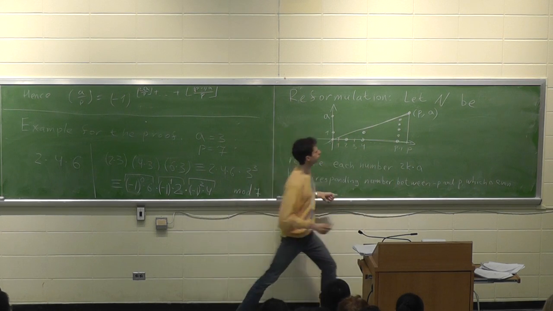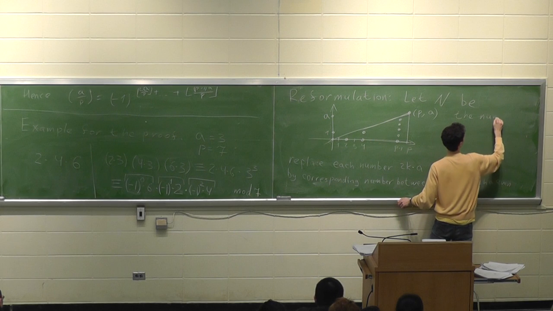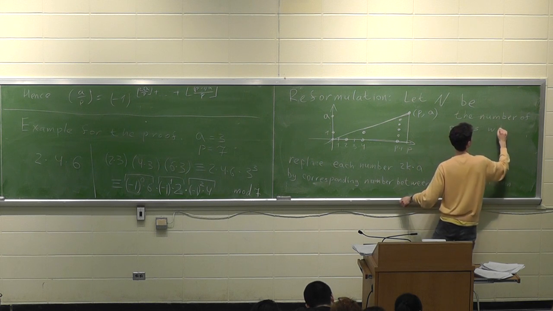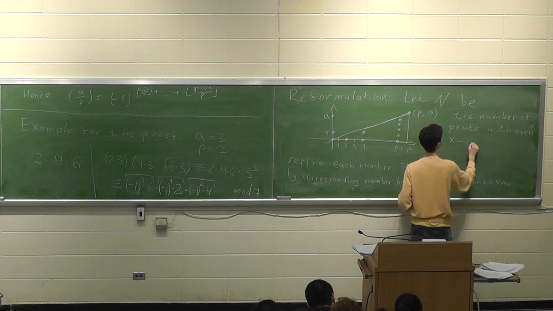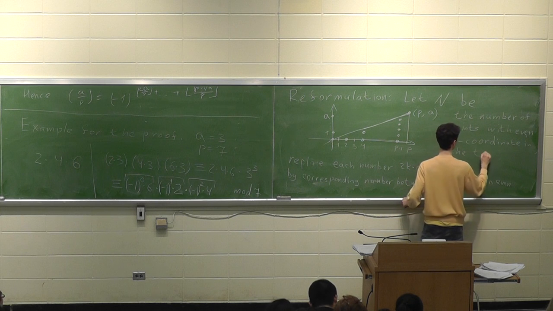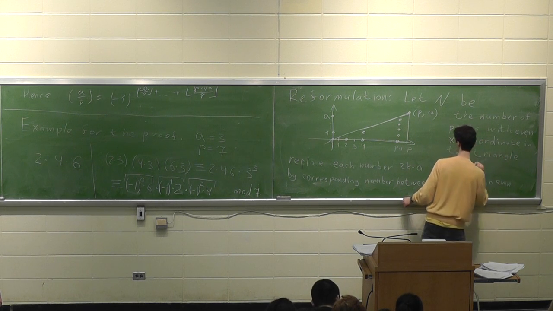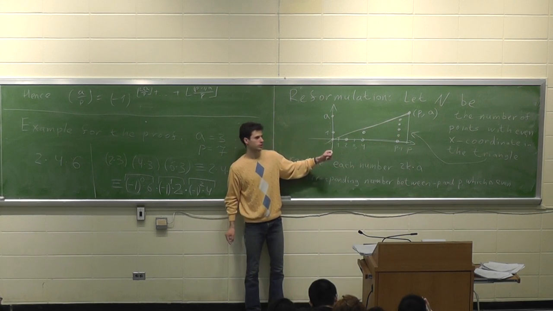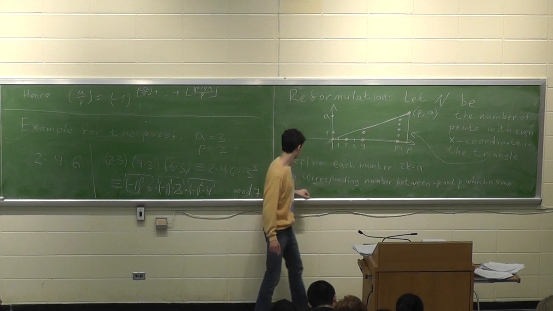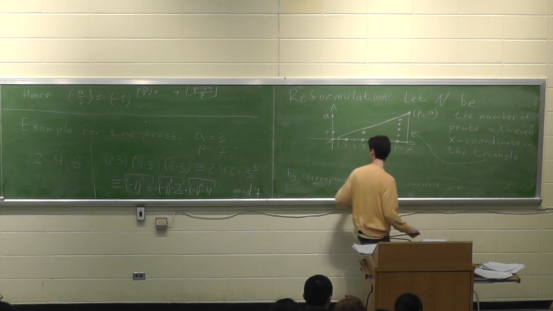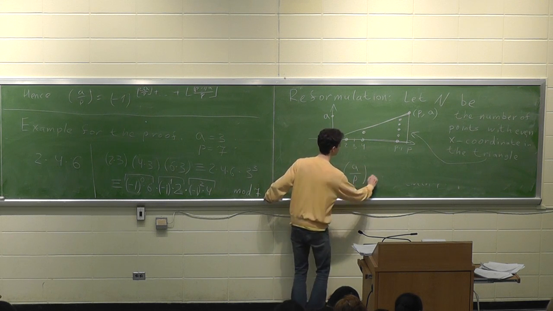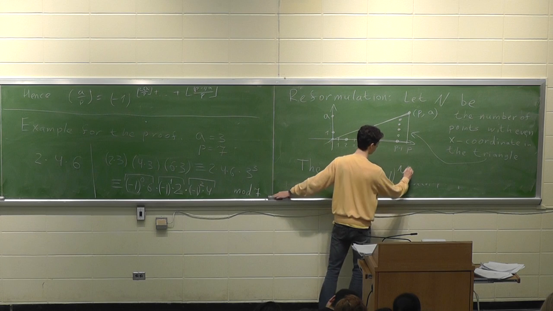So let n be the number of points with even x coordinate in the triangle. The triangle has vertices at 0, 0, p, 0, and p, a. So then the Legendre symbol a over p is exactly equal to minus 1 to the power n.